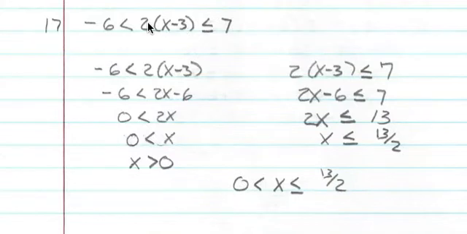We're saying two things. We're saying that -6 is less than the product of 2 and the difference of x and 3, and then the product of 2 and the difference of x and 3 is less than or equal to 7. So in solving for x to see what the values of x can be, we can split it up into two different inequalities. So I could say -6 is less than 2 times the difference of x and 3, and I could say 2 times the difference of x and 3 is less than or equal to 7. And then solve for x.